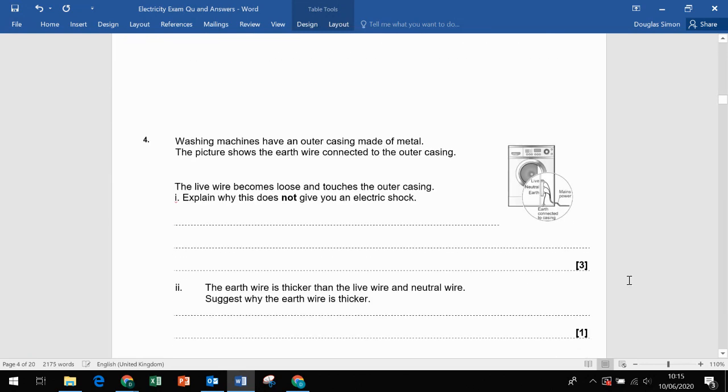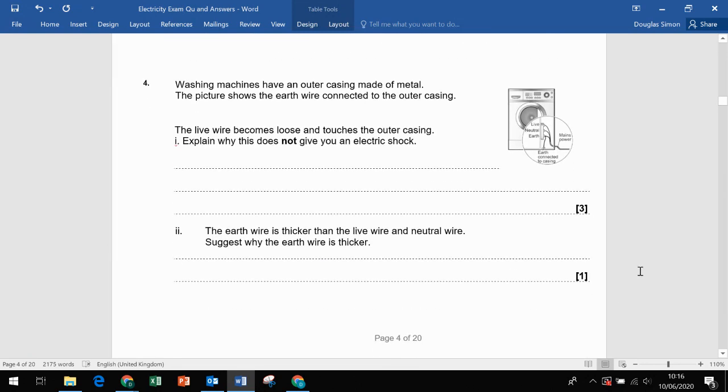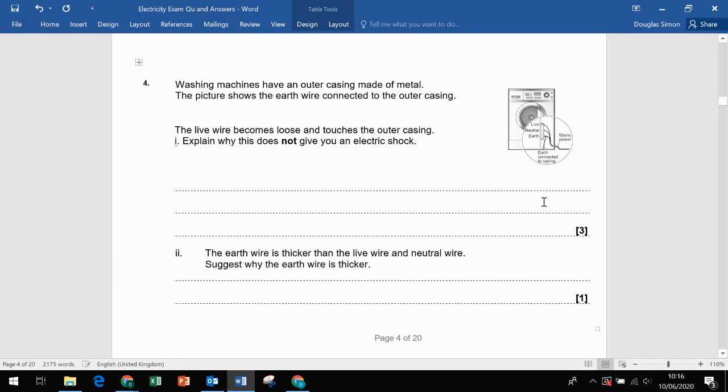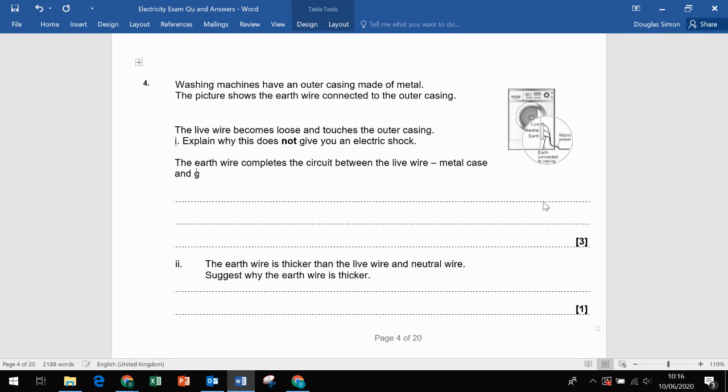All right. Question 4. Washing machines have an outer case made of metal. The picture shows the earth wire connected to the outer casing. The live wire becomes loose and touches the outer casing. Explain why this does not give you an electric shock. So the earth wire completes the circuit between the live wire, metal case and ground, or back to the mains power.